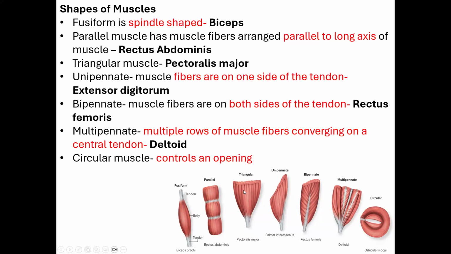You can have a triangular muscle, which is the pectoralis major, a muscle on your anterior chest. And then you can have a unipennate muscle, where the fibers are on one side of the tendon. And if they're on both sides, it's bipennate. And if they're in different directions, with multiple rows, we call it multipennate. Deltoid is one of them. And the circular muscle, which is a sphincter muscle. We talked about that. So there are different types of muscle in the body.